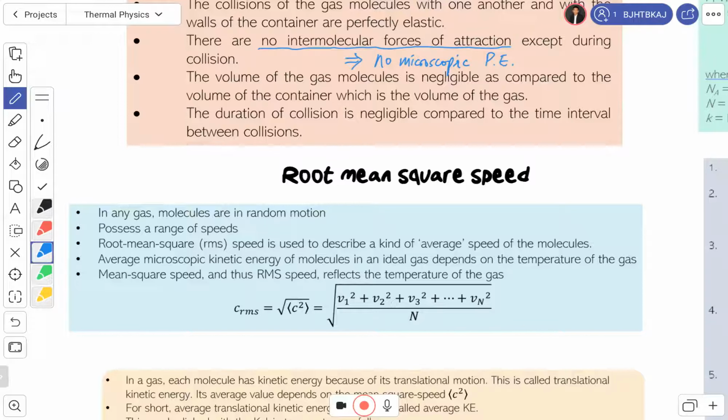Then why not average speed? There is a reason why we don't do average speed: the average of the square is actually more meaningful, and you'll see that in a while. So we will sum up the square of every molecule's speed and then take the average. In other words, you take v1, v2, v3 squared, divided by N molecules, and after this you square root it. You might think this process is pretty silly. Why do we square it, take the average, and then square root it? It's because the average of the square is more important.